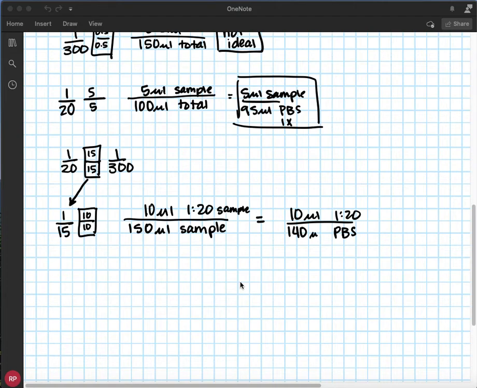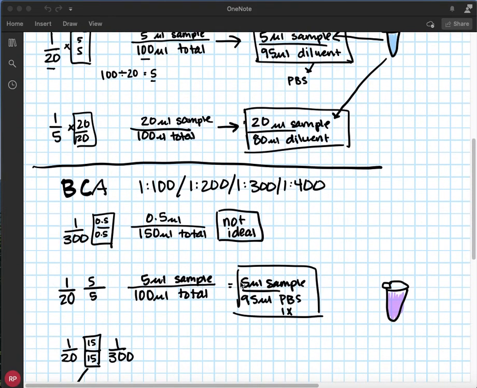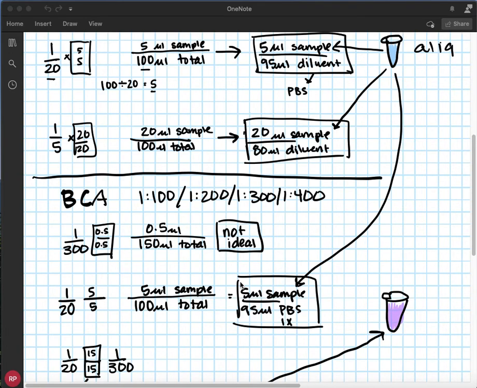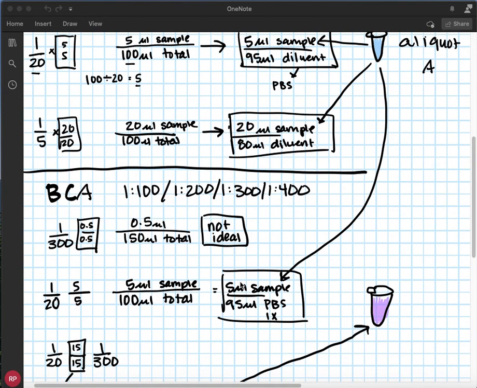So you'll have, when you make your 1 to 20, I'm going to make this one purple just so it's different. Your 1 to 20 will start from 5 microliters of that, but then your 1 to 20 will be here. This is like aliquot A, maybe. I letter mine A through B, or A through C, and then this is your 1 to 20.